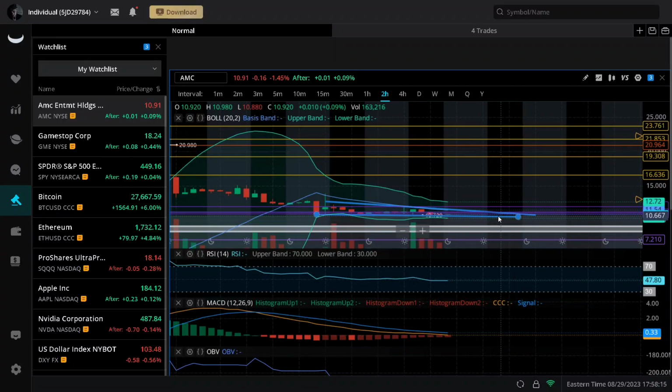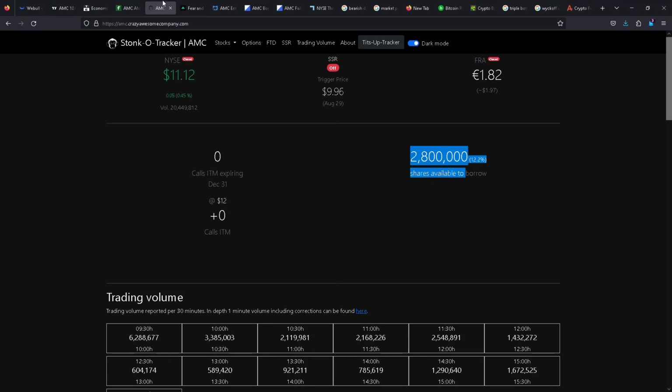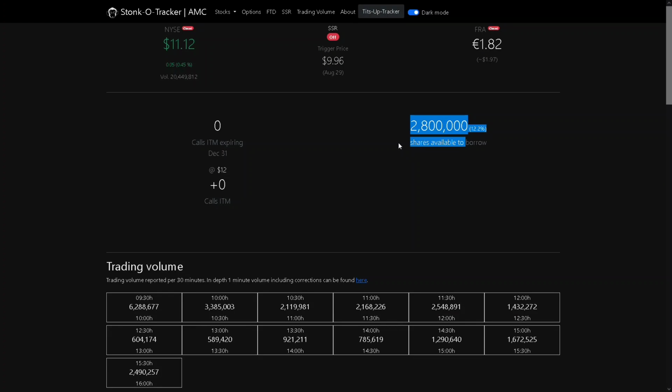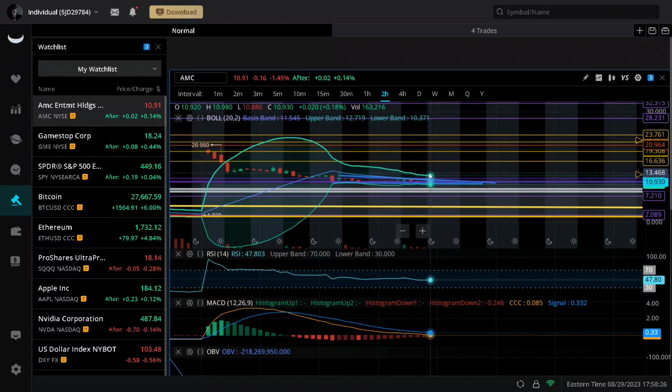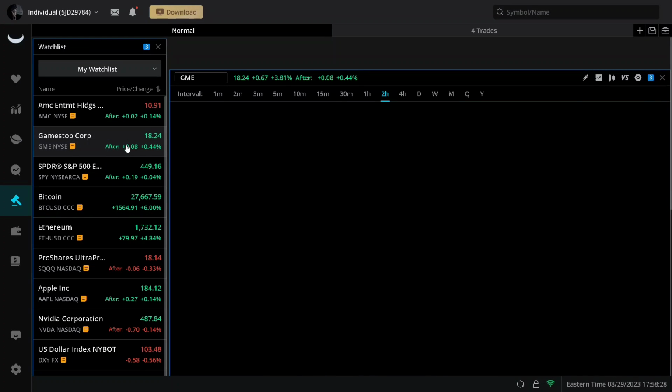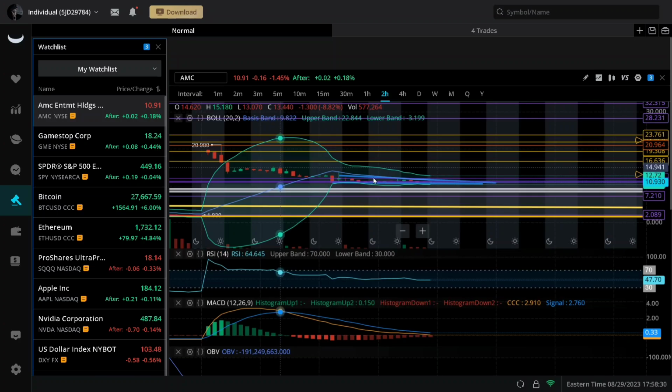I do think we can see a green day, but we have to be careful because they have 2.8 million short shares. I think they are saving these because a rally is coming and they want to keep this thing down to the ground, especially when GME starts running. This could help set it off.